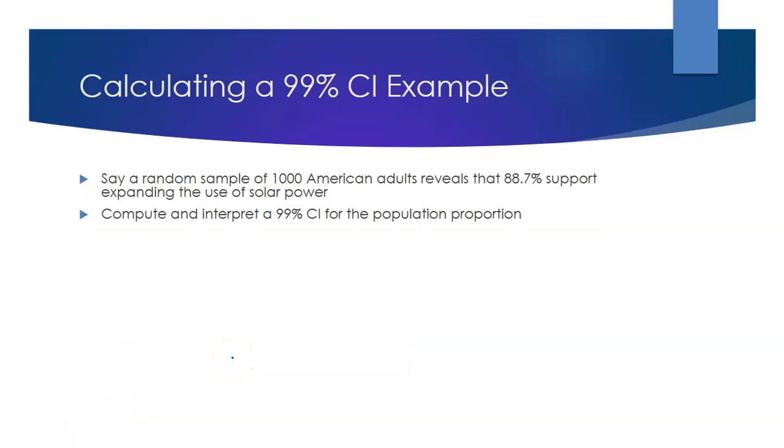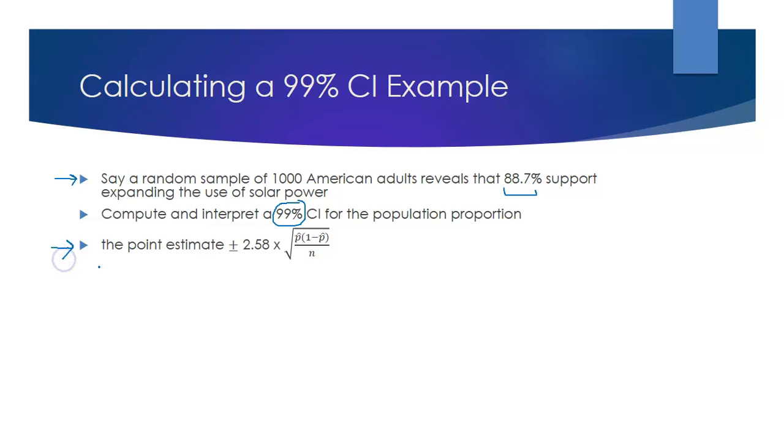So remember, the first example that I did with a 95% confidence interval was the same information. A sample of 1,000 adults. Of those 1,000 people who responded, 88.7% said they support the use of solar power. The only difference between calculating a 95% confidence interval in example number one and this one is that instead of 95%, we're now calculating a 99% confidence interval. Okay? So we're going to write out our equation here.